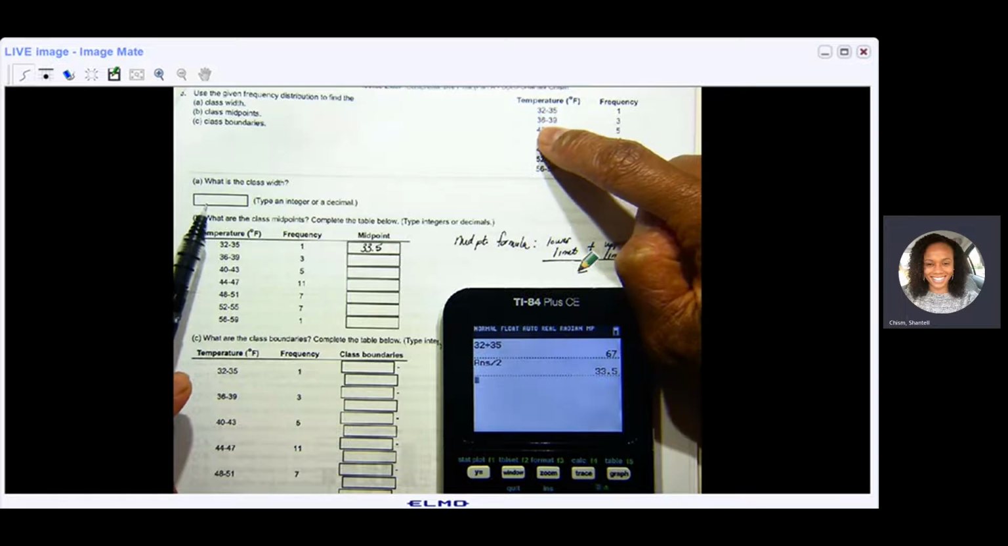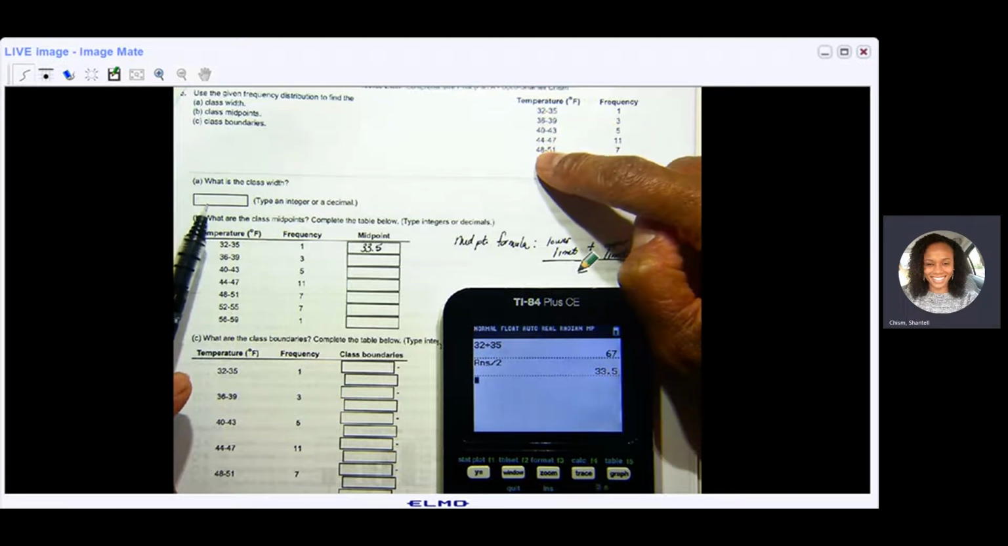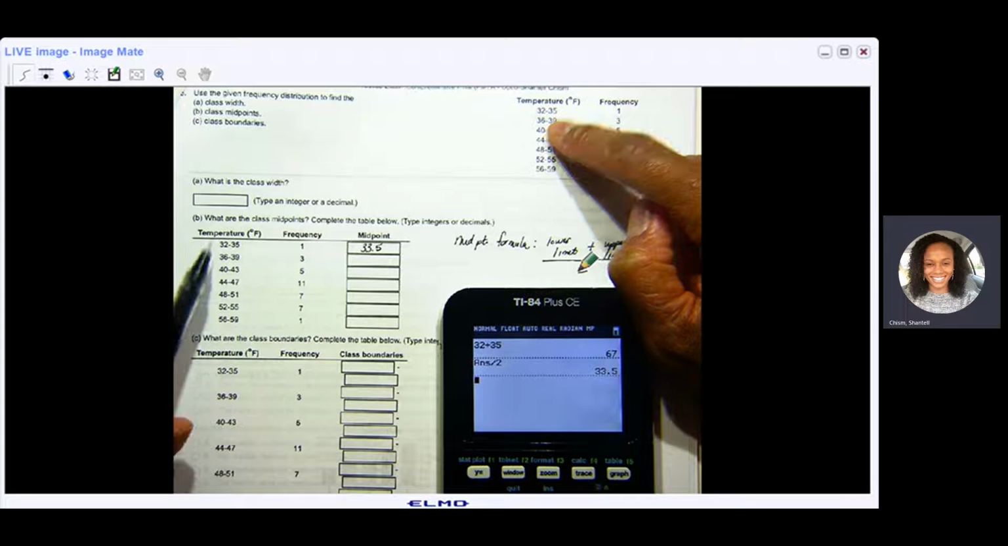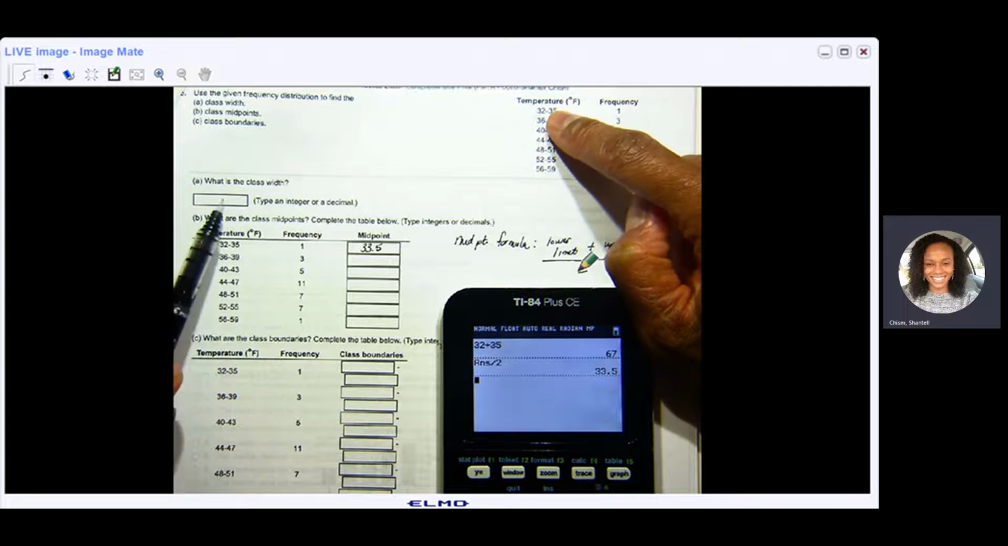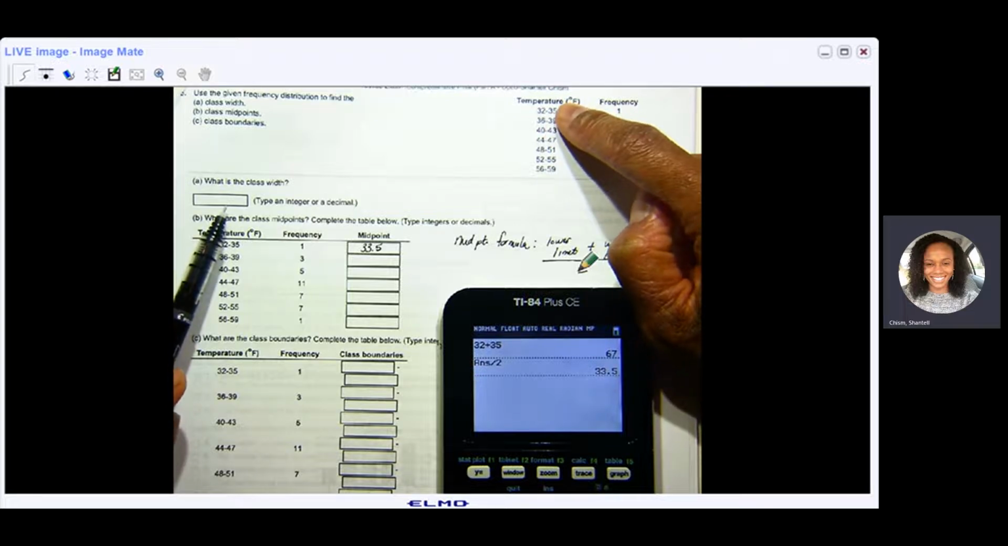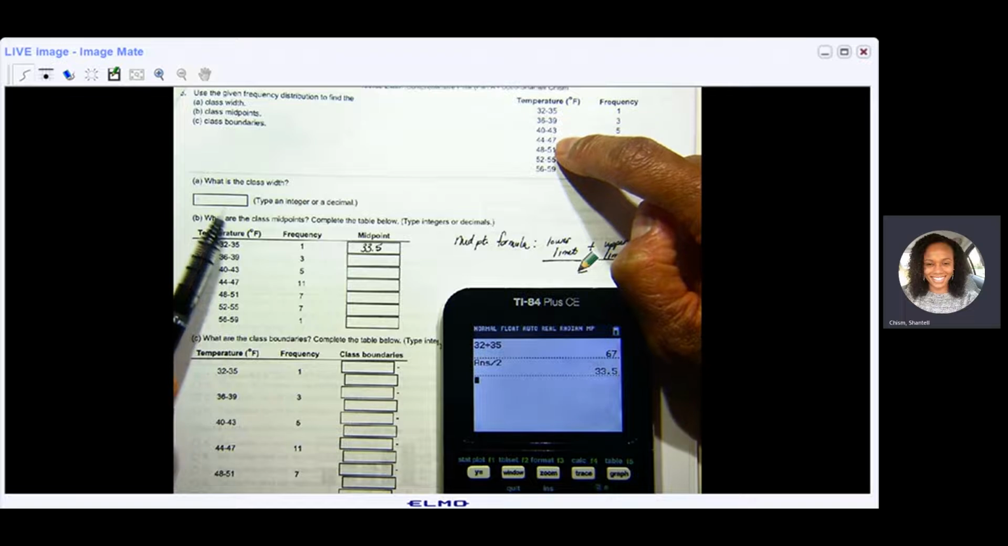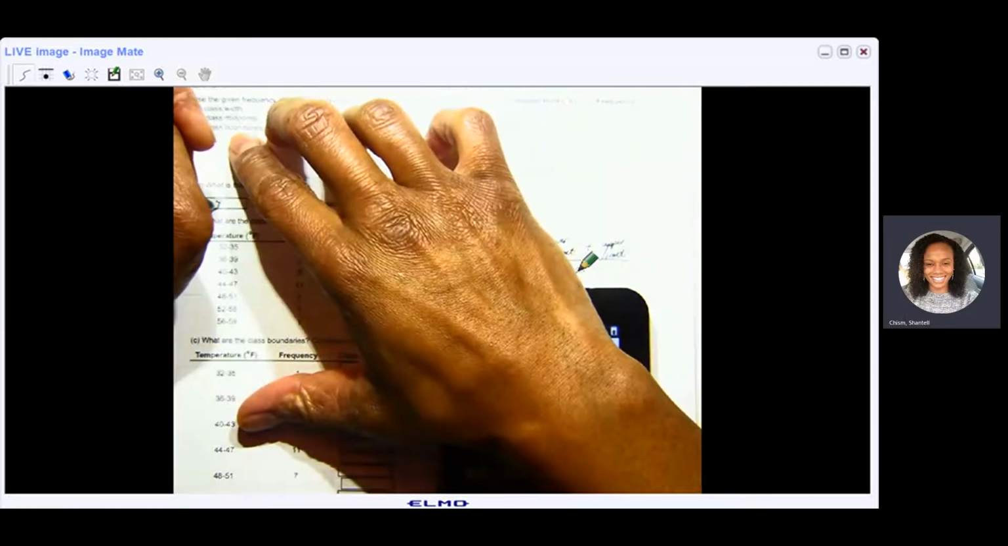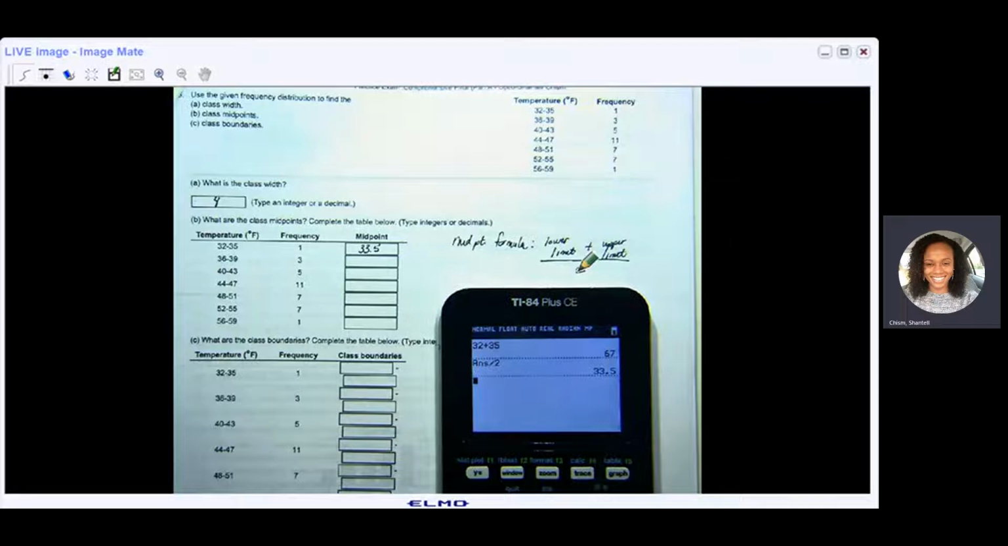So all of these lower limits have a difference of 4 units. So they have a width of 4, a span of 4 between them. So that would be the class width. Same thing with the upper limits. They're all increasing by 4 as well. So your class width is 4. Okay, I should have answered that first.